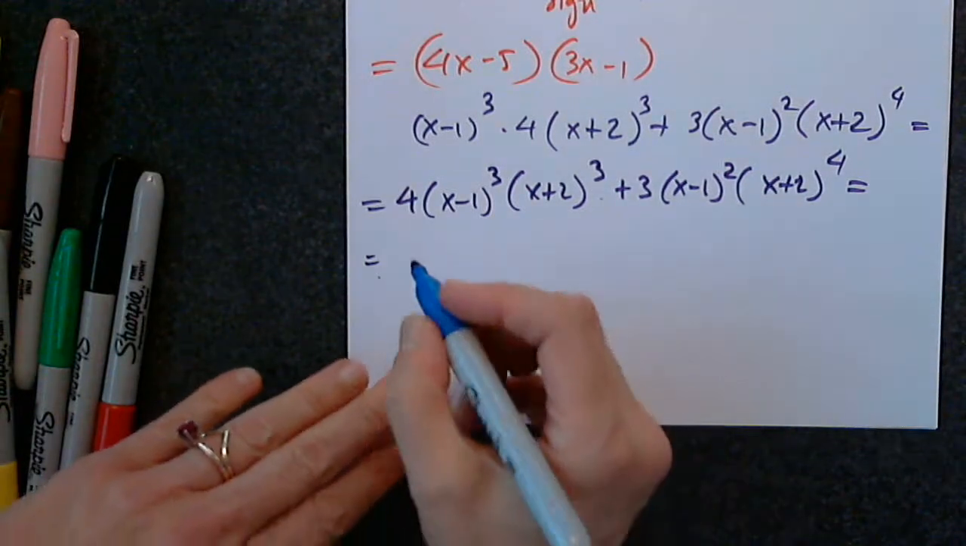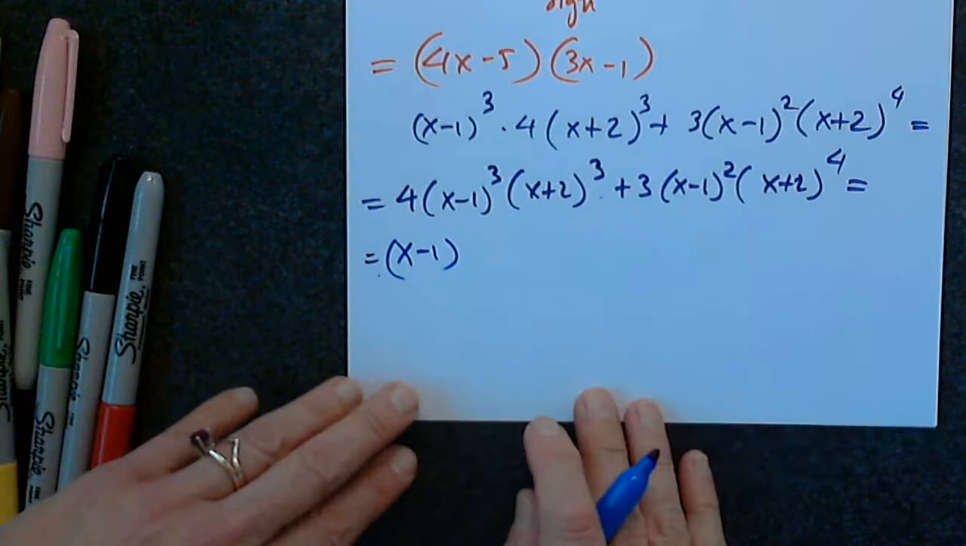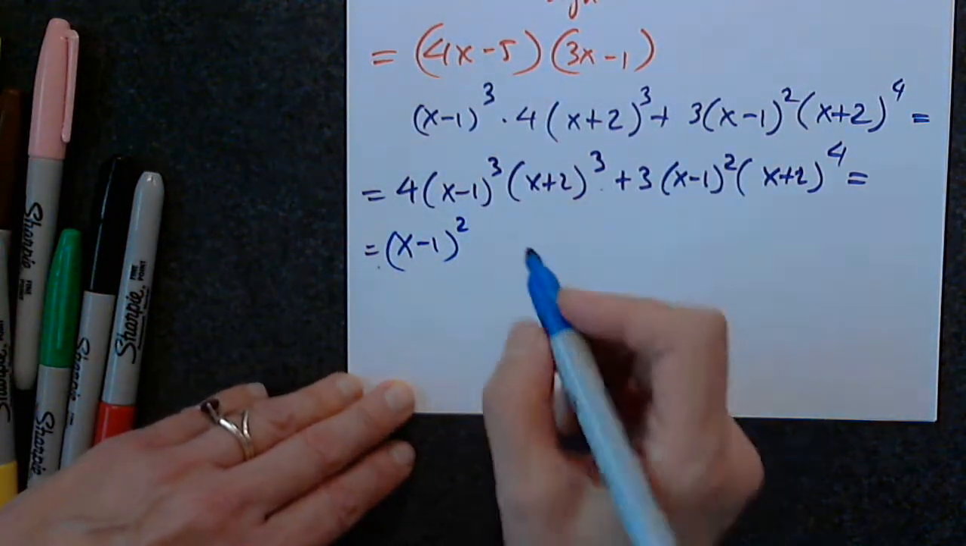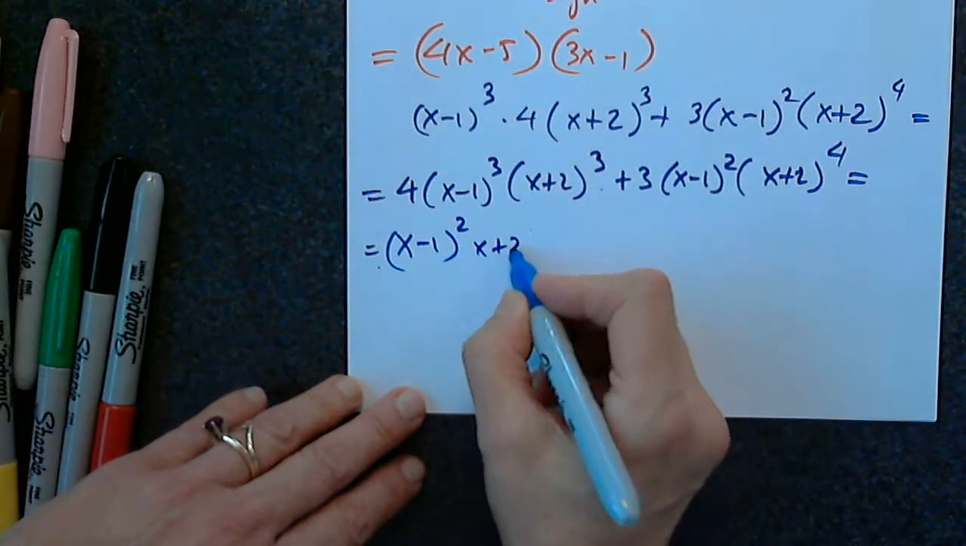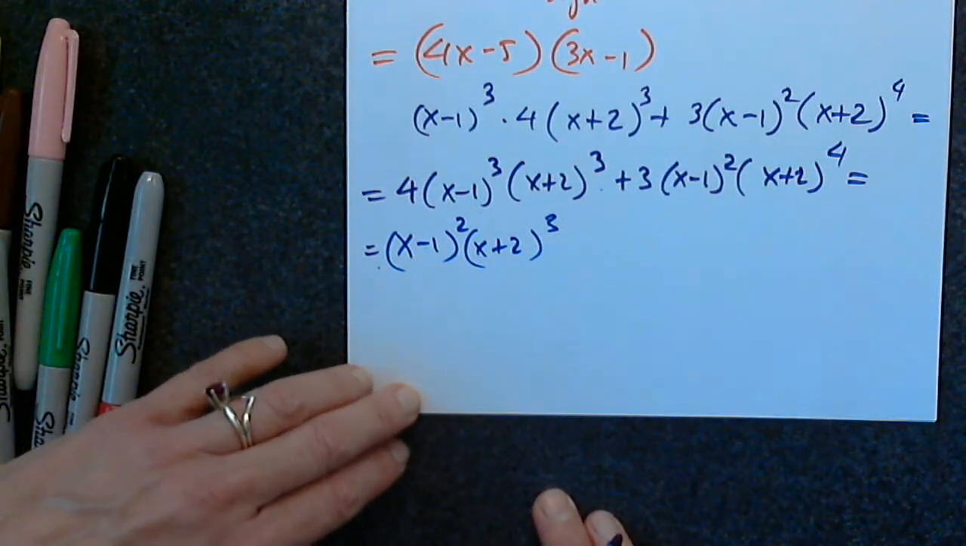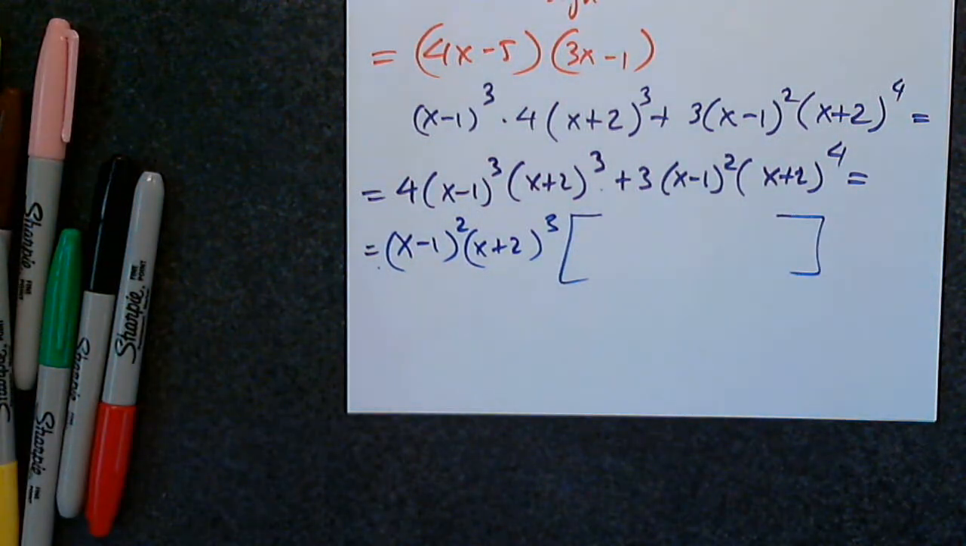Good. What will I pull out? X minus 1. Which power? Second. Very good. Do you all agree with x minus 1 squared? Okay, the next one. X plus 2. Yes? Third. Yes. Do you all agree with x plus 2 cubed? Yes? Very good. So now let's open brackets and see what happens.